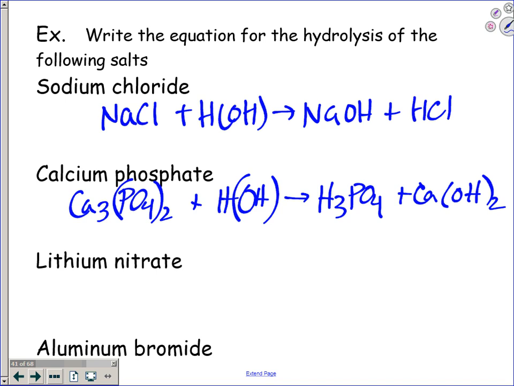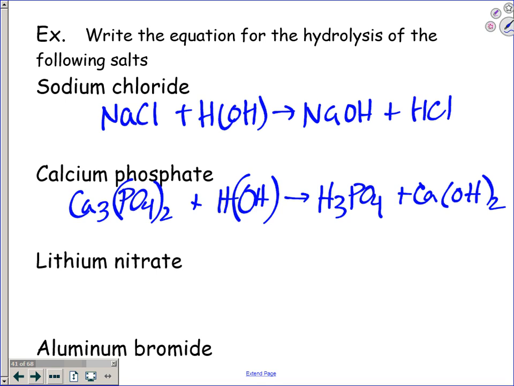All right, back with me. I know you get the first one. You can't mess that one up because everything is a 1, 1, 1 charge, so crisscrossing makes it really easy. Calcium phosphate: Ca3(PO4)2. Everything here has to be crisscrossed, even water: H plus and OH minus crisscross to a 1.